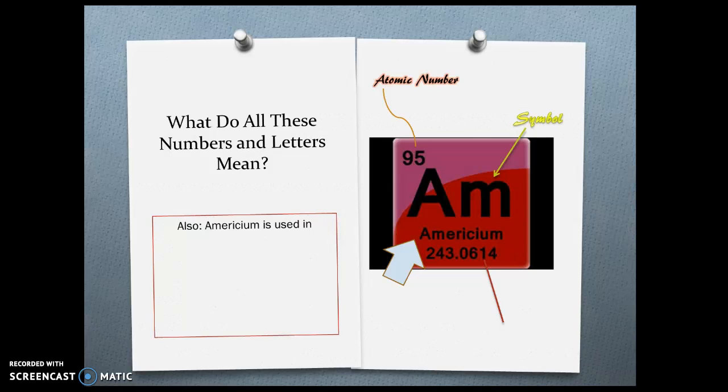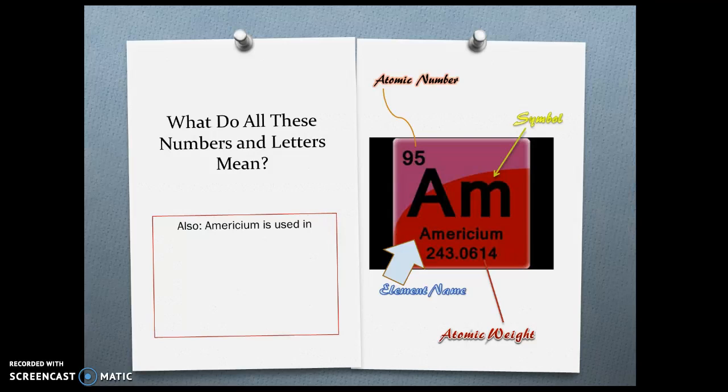Sometimes, like in the case of potassium, whose symbol is K, it has really nothing to do with the actual element. Next is the element name. I chose americium, named after our beautiful country. Americium also has an atomic weight of 243.